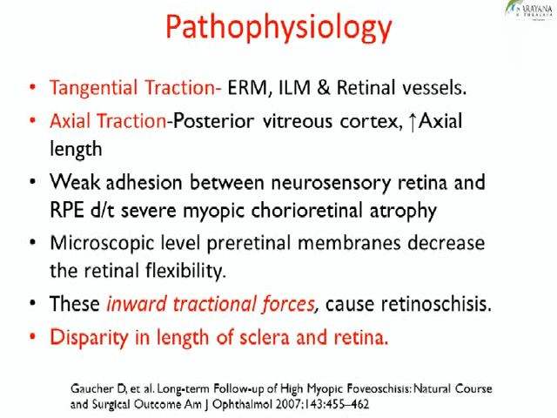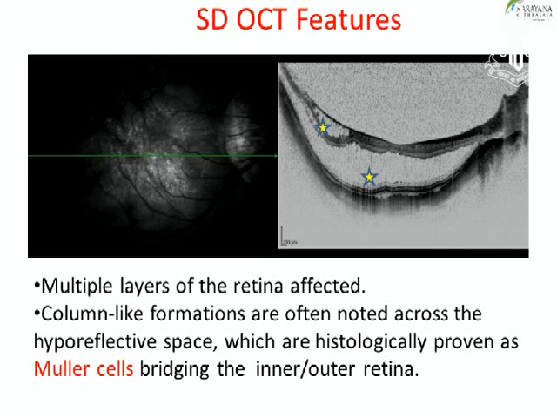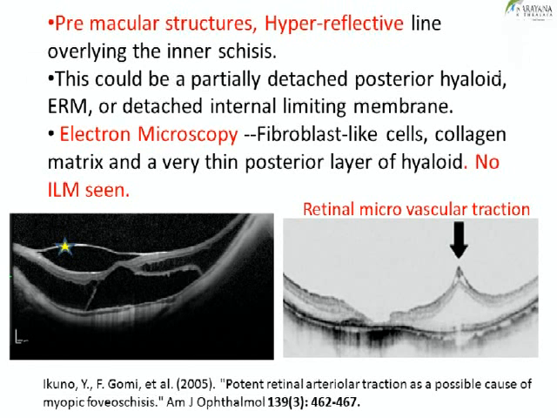These are the SDOCT features. You can see the schisis here involving the outer retinal layers, inner retinal layers, and these column-like formations are often noted across the hyperreflective space, which are histologically proven as Muller cells, bridging the inner and outer retina. And these are what I was talking about, the premacular structures. This is a hyperreflective line overlying the inner schisis. So this could be partly detached posterior hyaloid, ERM, or ILM also.